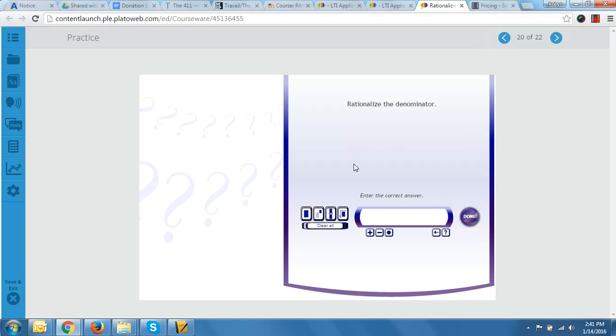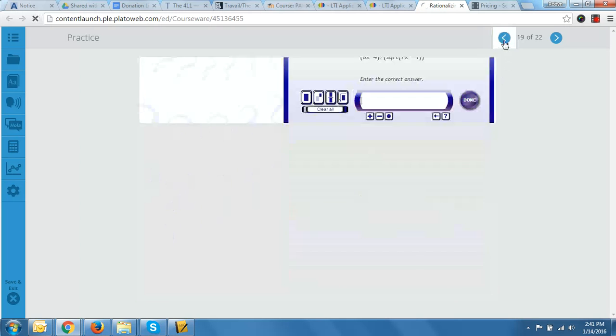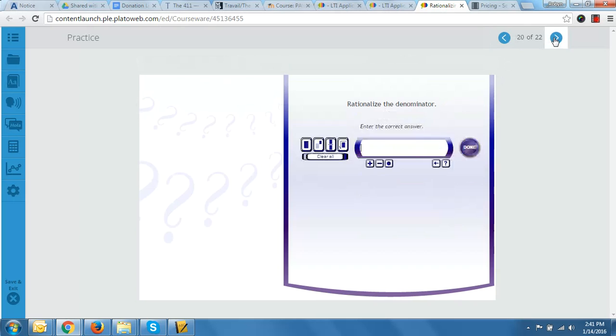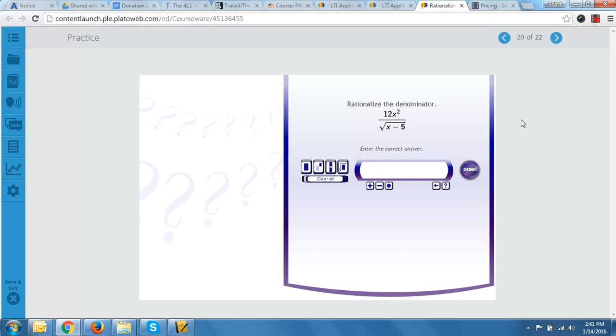The next problem, hopefully it shows up here for us. All right, the next problem is going to be 12x squared over the square root of x minus 5. So this is just like the last one. I'm going to multiply the top and the bottom by the square root of x minus 5. So I'd get 12x squared times the square root of x minus 5. And on the bottom, the two square root symbols cancel out, so I just have x minus 5.